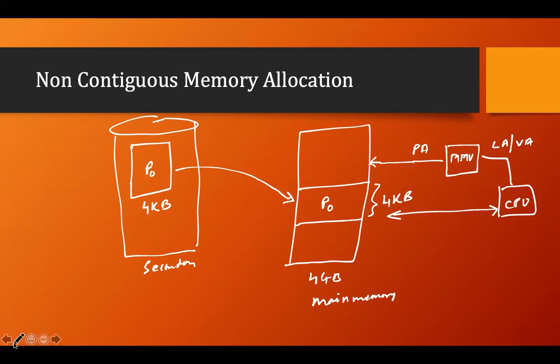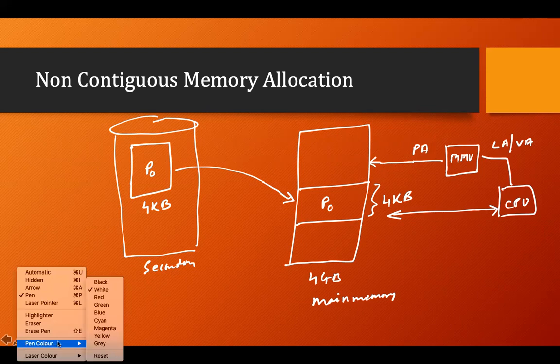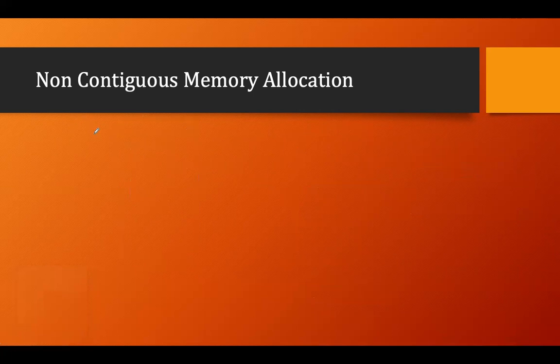Now let's talk about something related to non-contiguous memory allocation and why we require this non-contiguous memory allocation. So the first problem was the internal fragmentation. And the second problem was the external fragmentation.